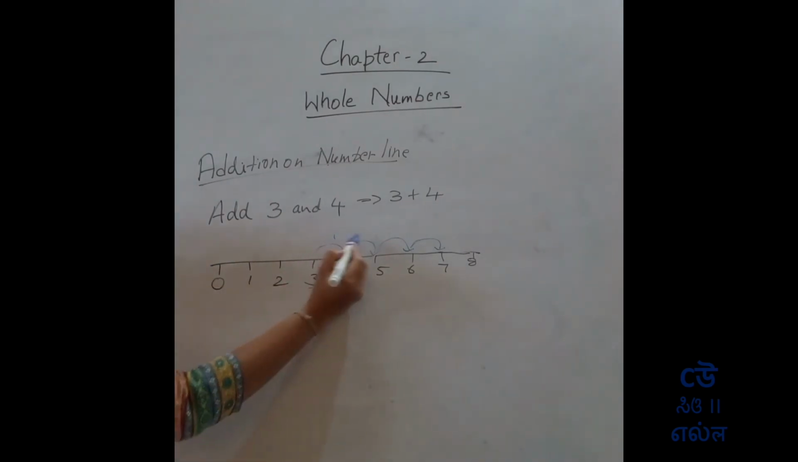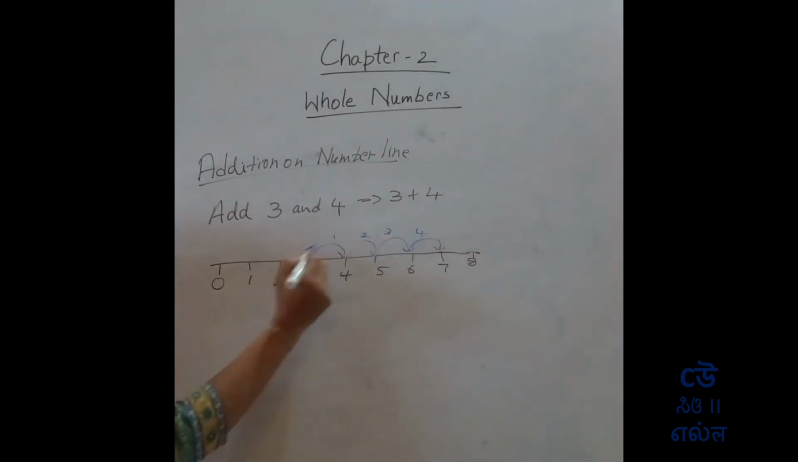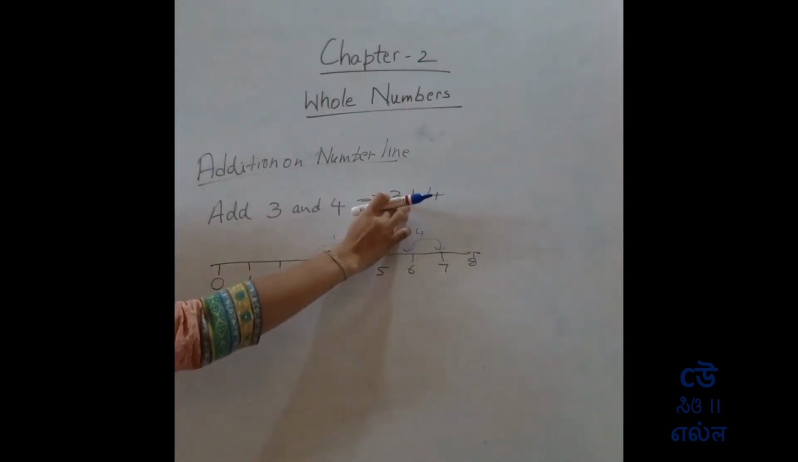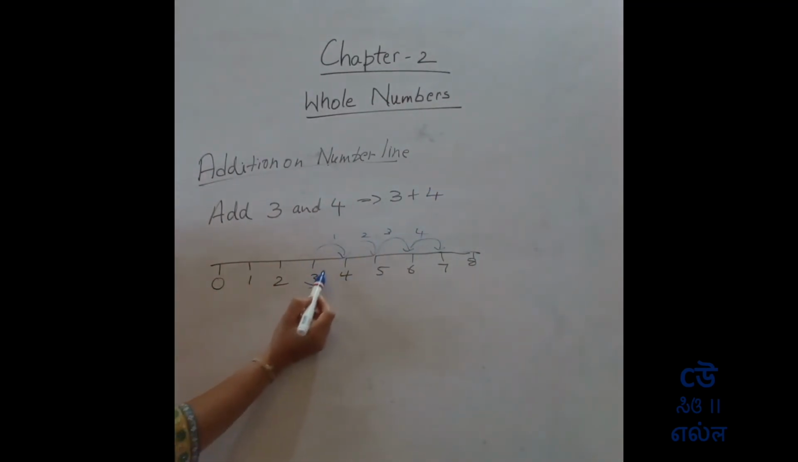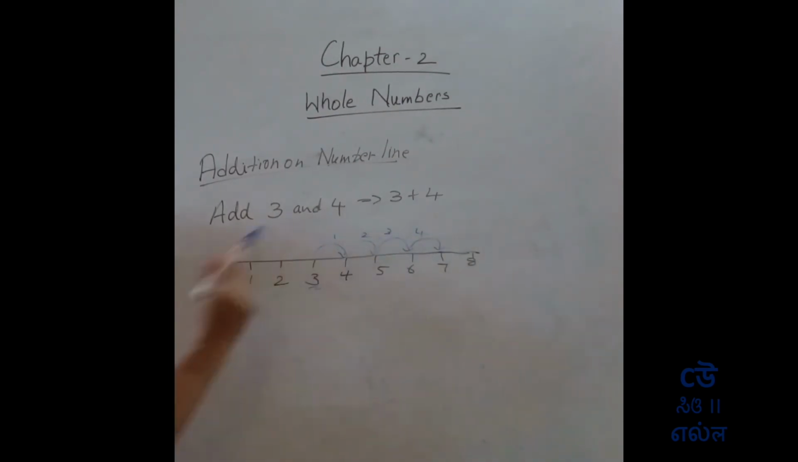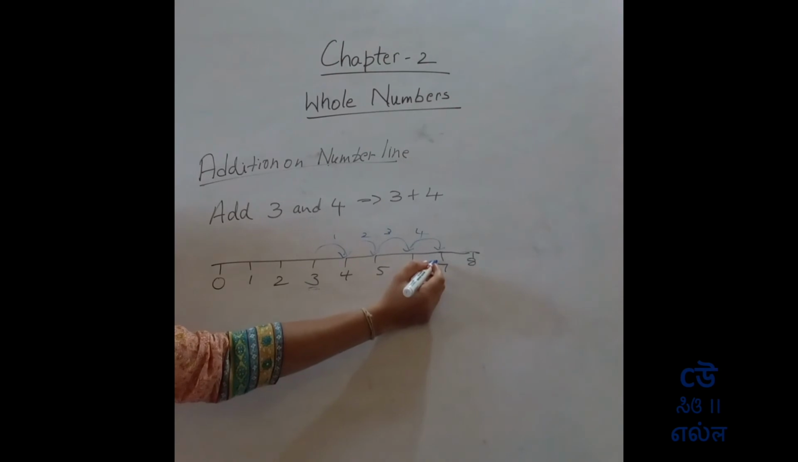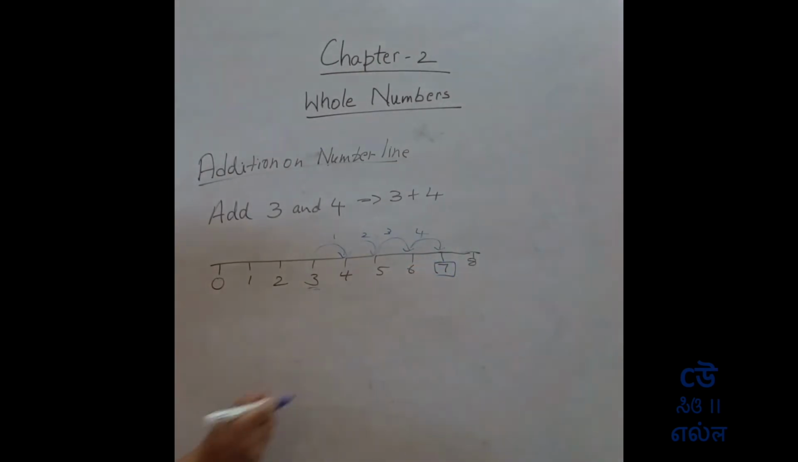You have jumped 4 numbers, right children? 1, 2, 3, 4. We have to add 4 to 3. If you add 4, you have to jump 4 numbers. What is the answer at the 4th number you got? 7. So 3 plus 4 is 7, okay?